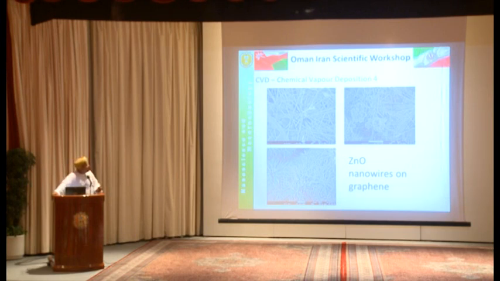We also have zinc oxide nanowires on graphene. Again, people are trying to put graphene everywhere and trying to grow a lot of different things on it. So we started with zinc oxide, but we don't want to restrict ourselves to that. We would like to explore other materials as well.